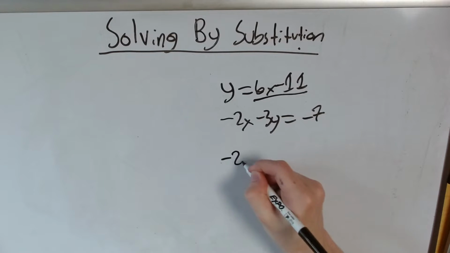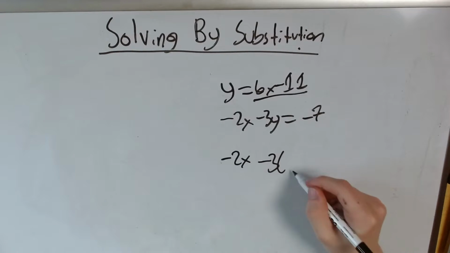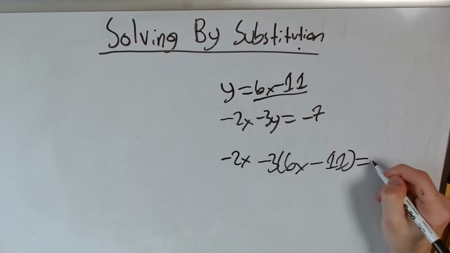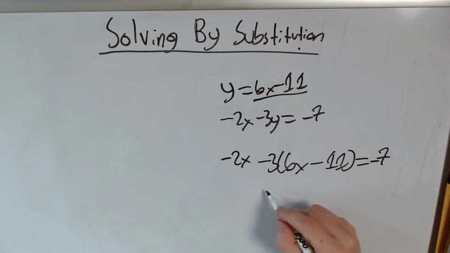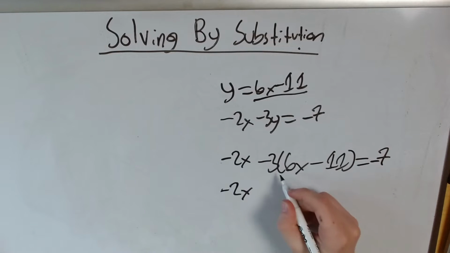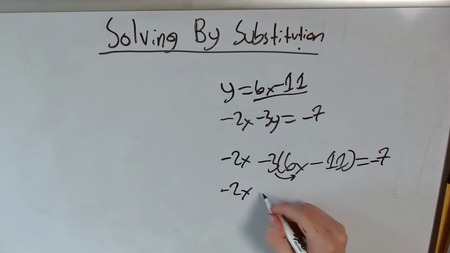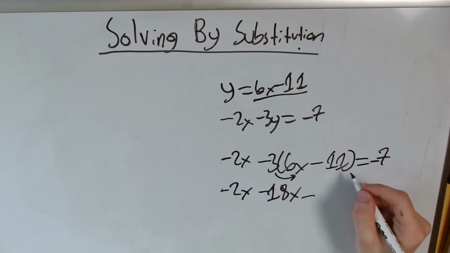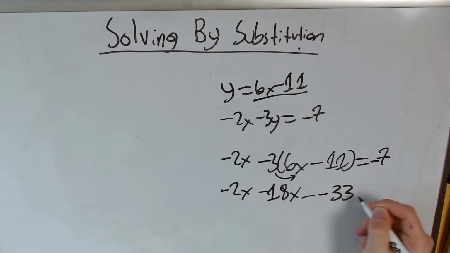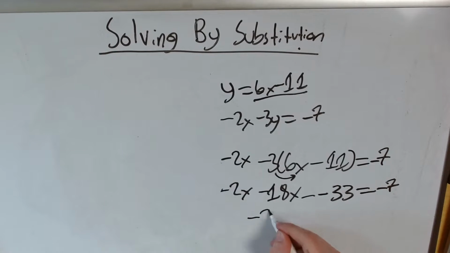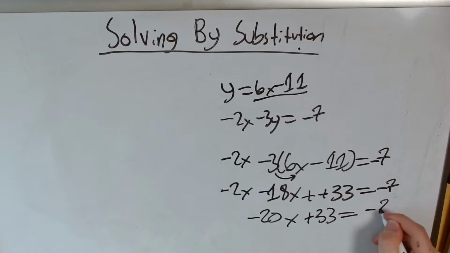So I'm going to have negative 2x minus 3 times 6x minus 11 equals negative 7. Now I notice this looks like a job for the distributive property. So let's do it. Negative 2x, negative 3 times 6, that's negative 18x. Drop down the negative sign. Negative 3 times 11 is negative 33. That equals negative 7. I'm going to rewrite this, combine my two x's, so I have negative 20x. It's actually plus 33 equals negative 7.